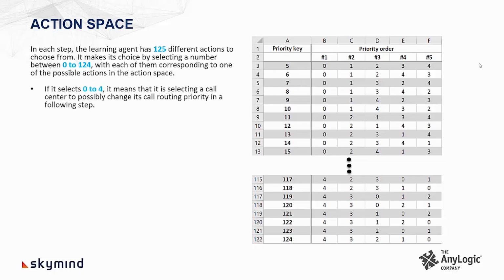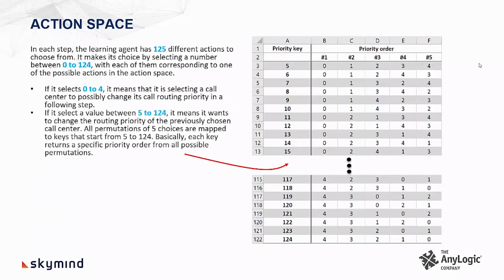If it selects a number between 0 and 4, it means that it is selecting a call center to possibly change its call routing priority in a following step. If it selects a value between 5 and 124, it means it wants to change the routing priority of the previously chosen call center. All permutations of 5 choices are mapped to keys that start from 5 to 124. Basically, each key returns a specific priority order from all possible permutations.